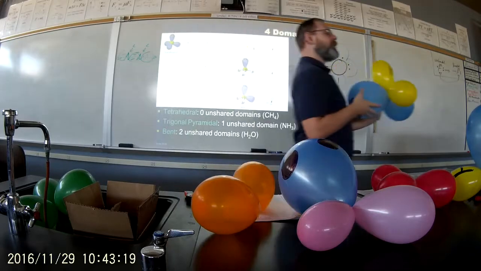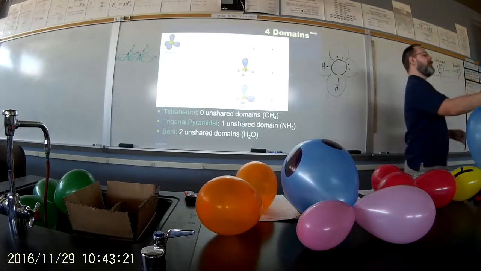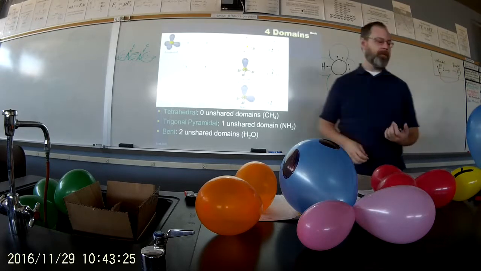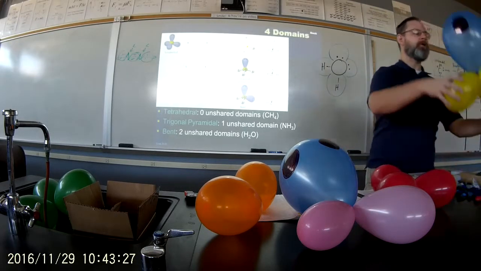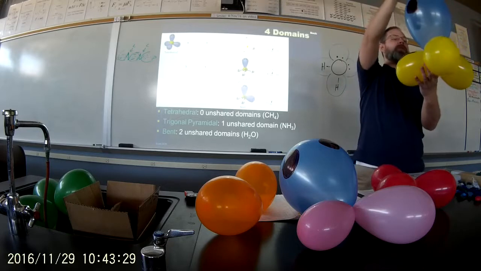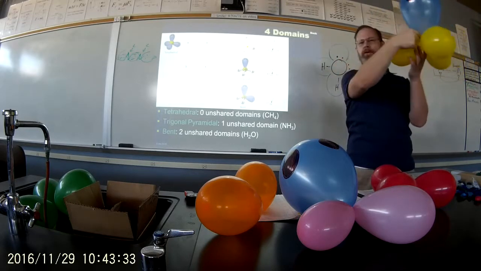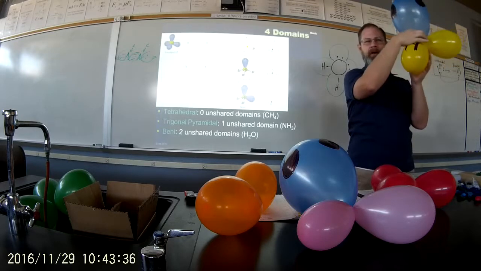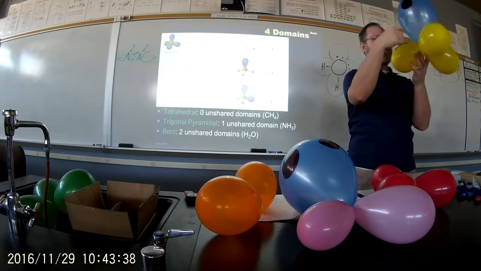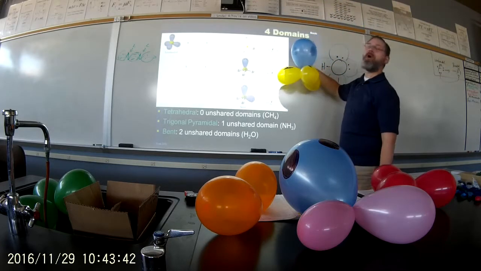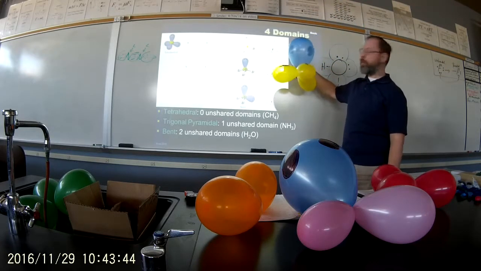Okay. So if you have a tetrahedral fundamental geometry, but 2 of them are unshared, we call it bent, as in water. If you have a tetrahedral fundamental geometry and 1 of them is unshared, as in ammonia, NH3, can you see the N in the middle right there? In your mind's eye, you can see the N, the nitrogen. NH3, then you have the geometry that is called trigonal pyramidal, triangle pyramid.